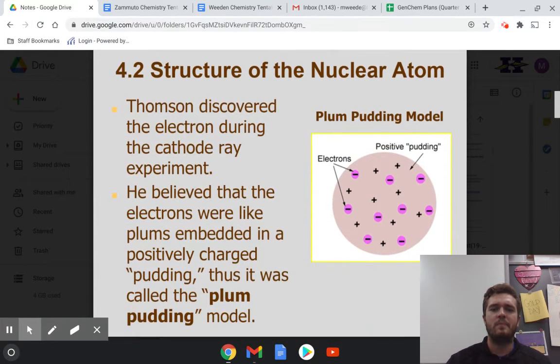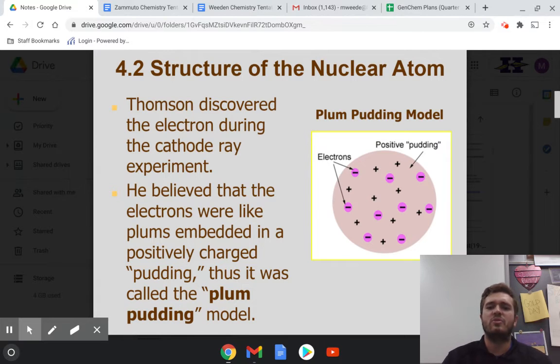And so looking at the structure of the nuclear atom, Thomson was able to discover the electron during a cathode ray experiment. And so he believed that the electrons were like plums. They're embedded in a positively charged pudding or an area. Thus, it was called the plum pudding model.